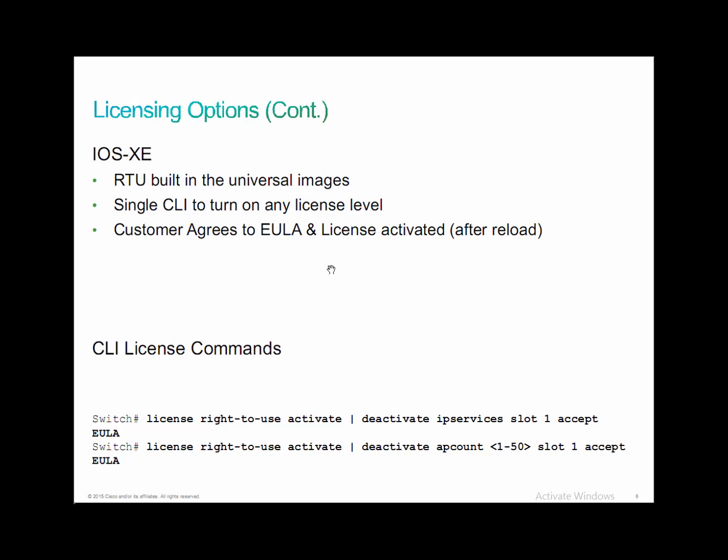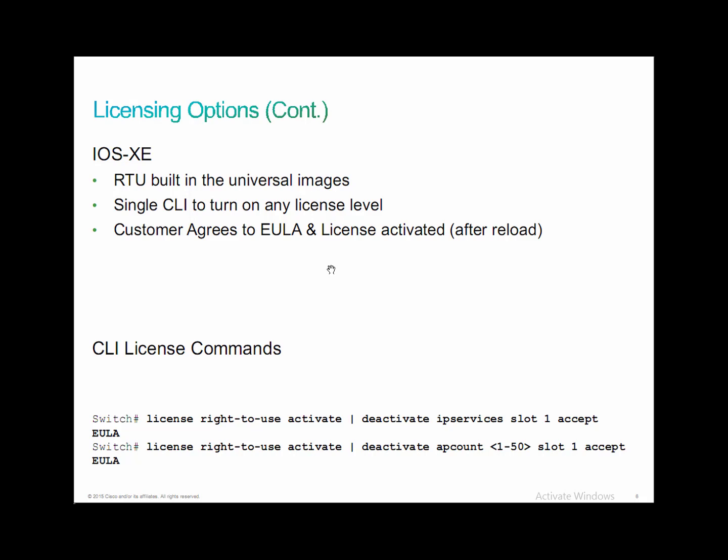If you do want to upgrade the license to the switch, you have to go and purchase that license. You get a product activation key from Cisco, use the CLI to install that license, and so on. You can see the CLI license commands here. License right to use activate, IP services slot 1, accept the end user licensing agreement, and then you can specify the AP count that you're allowed to activate.